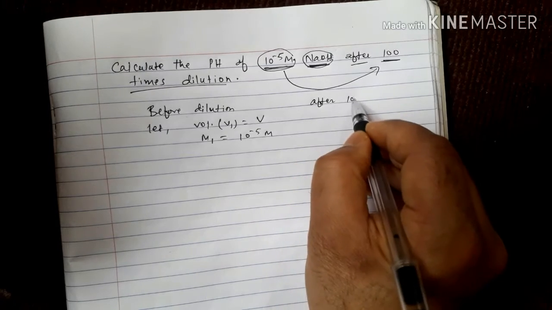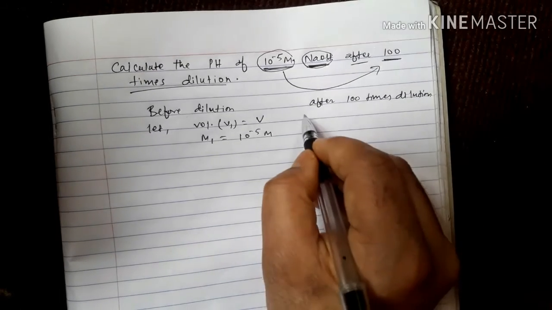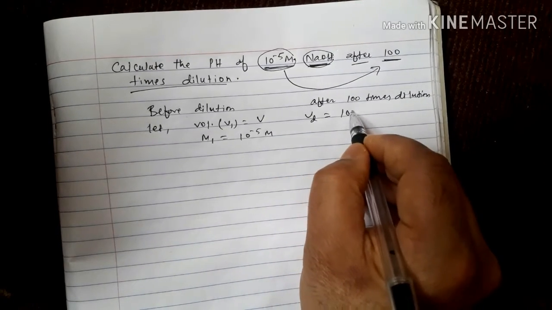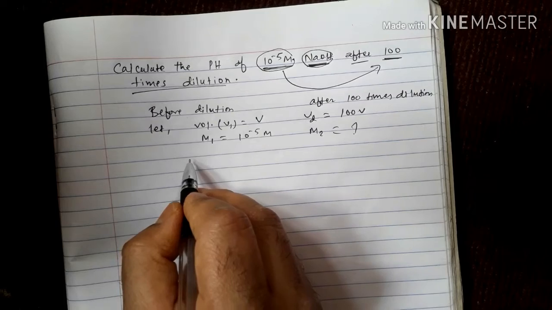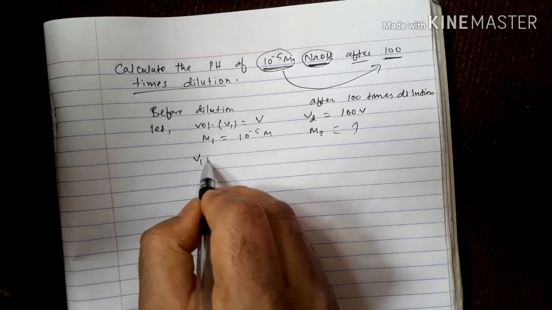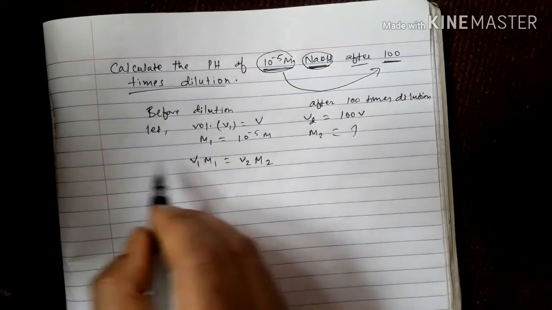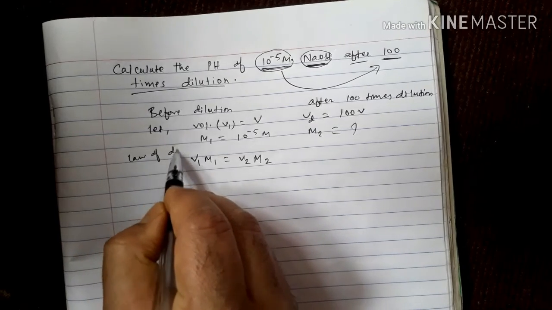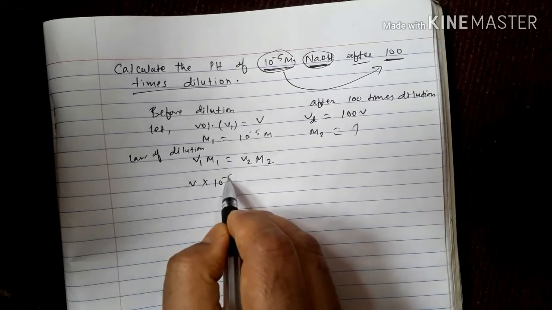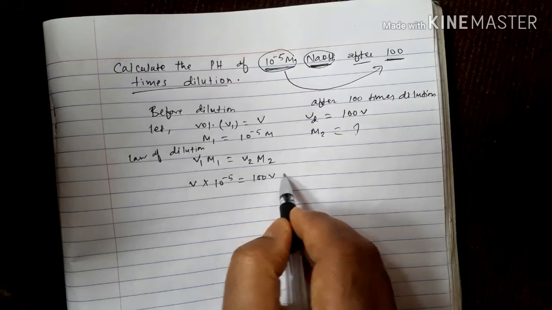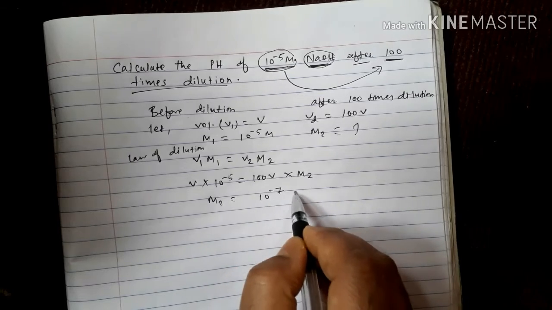After 100 times dilution, volume V2 becomes what? 100 times V. Therefore, molarity equals what? From the law of dilution, V1 M1 equals V2 M2. V1 is V, M1 is 10 to the minus 5, V2 is 100 times V, and you have to find M2. M2 becomes 10 to the minus 7 molar.